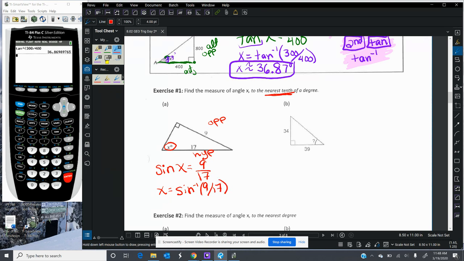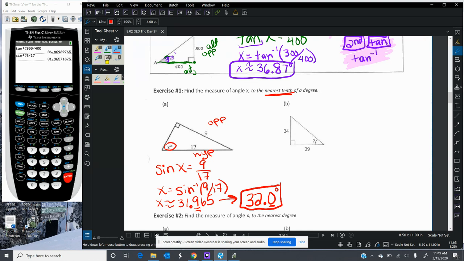And into the calculator, second sine, 9 divided by 17 is going to give us approximately 31.9. I'm going to write this out: 31.965. Now reminder, this is our tenths place where the 9 is located. The 6 is telling us to round that up. So this answer is actually going to round up to 32.0 degrees. So remember, we do need to keep a number in that tenths place to show that we rounded there.